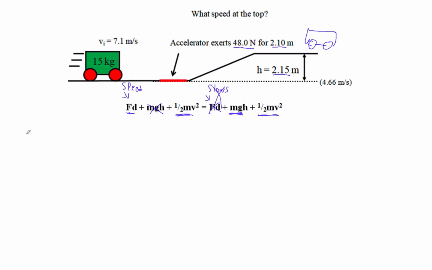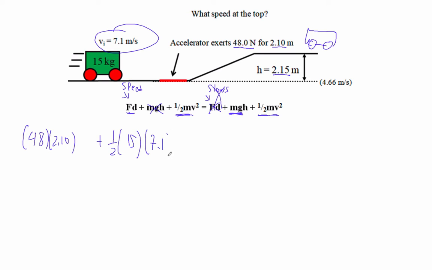So when we write this out, it'll look like this: 48 times 2.10. That's our force times distance, right? It's moving, so we've got 1/2 15 times 7.1 squared. And then at the top of the hill, we've got potential energy, right? So it's 15 times 9.8 times the height, which is 2.15.